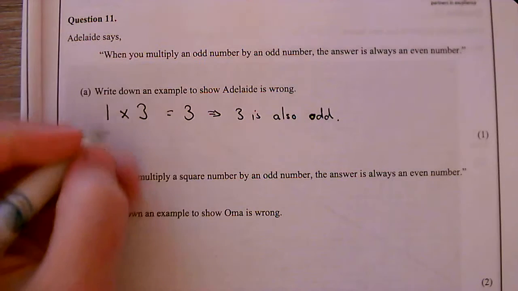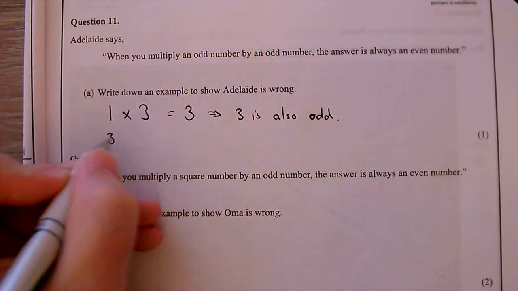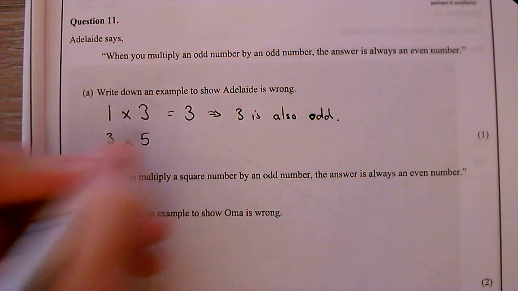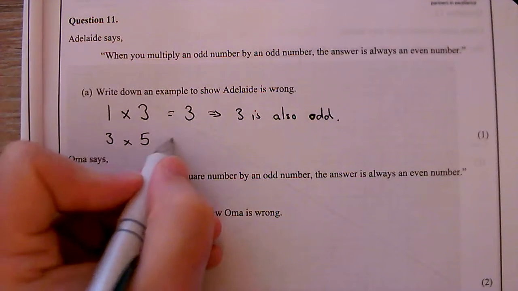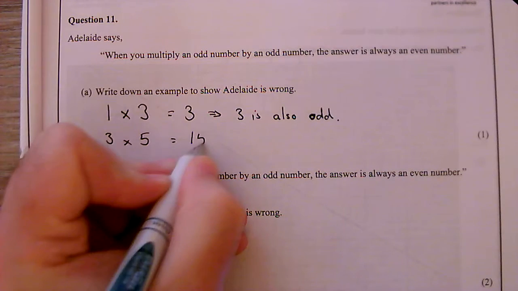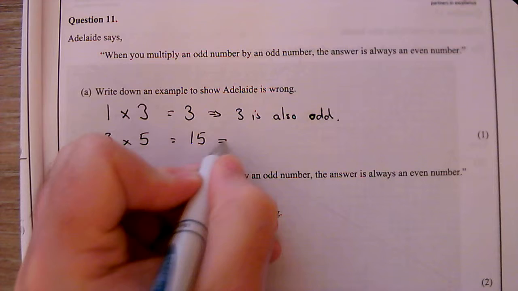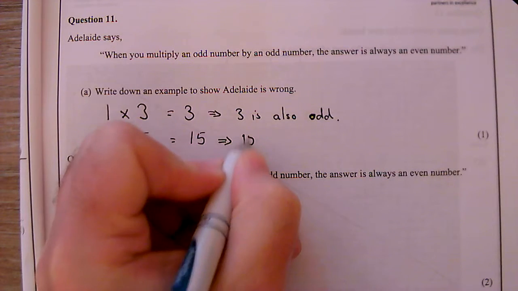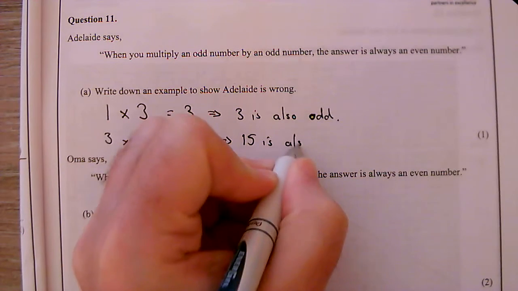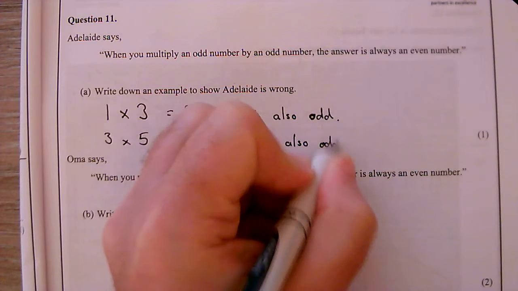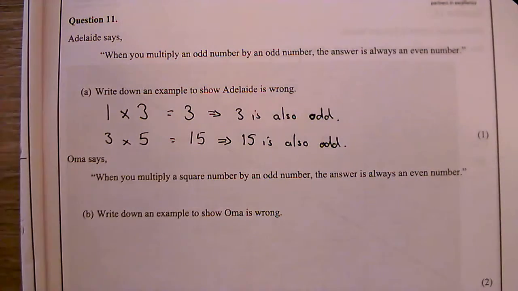Let's take another example. Let's go with 3 times by 5, my next odd number. 3 times 5 is 15. Well, hang on, that's not even an even number either. 15 is also odd. So there's 2 examples that I could have used.